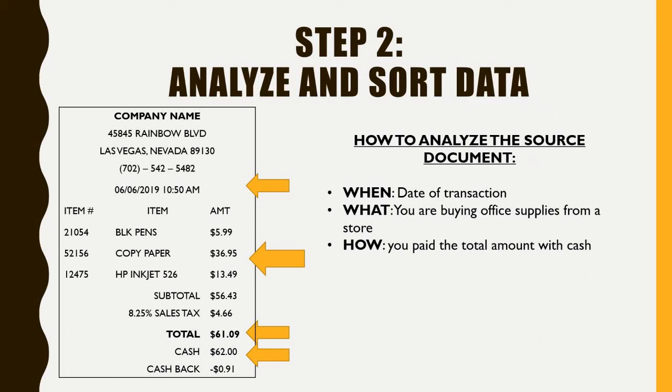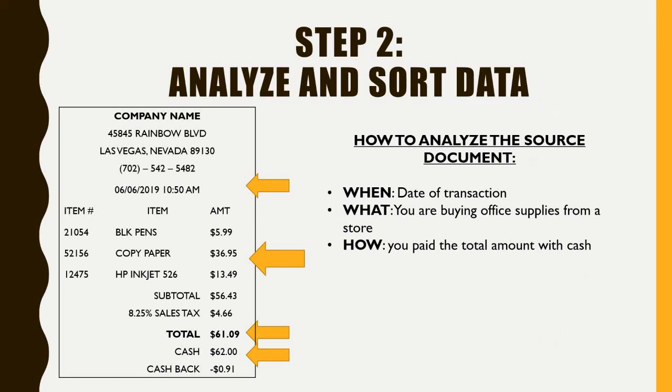So what did we do? We bought office supplies. When did it happen? We have the date on the receipt right there. And then lastly, how did it happen? How did it happen kind of explains, well, first off, how did you pay for it? And in this case, I paid with cash. So this whole thing is saying I'm acquiring supplies, which is an asset. And how am I paying for it? I'm paying for it with another asset, which is my cash.